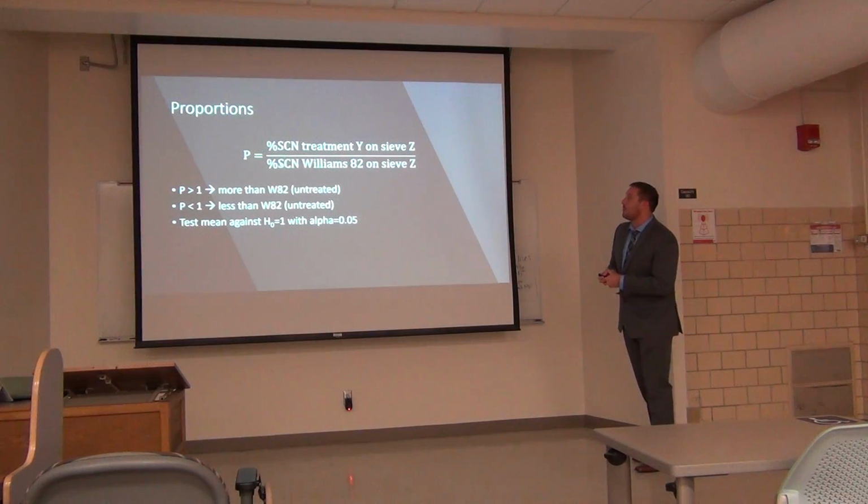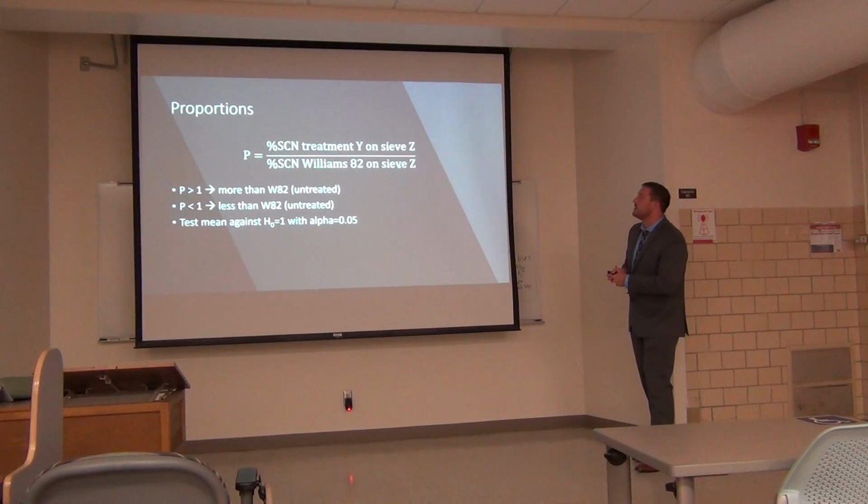Again, I'm going to look at proportions. So the percentage of nematodes for a given treatment on a given sieve compared to that of untreated Williams 82 on that same sieve. And again, more than one means our treatment didn't work. Less than one means our treatment worked.